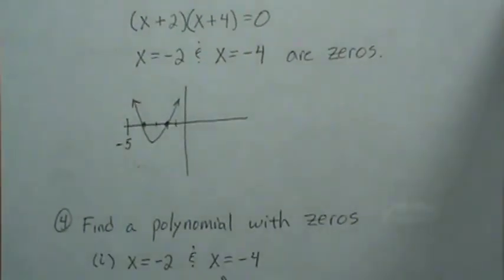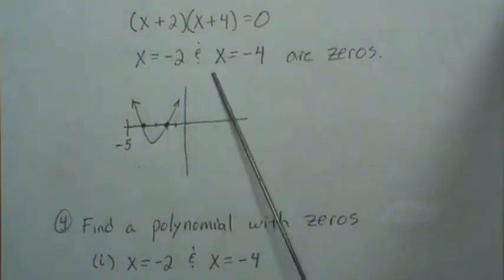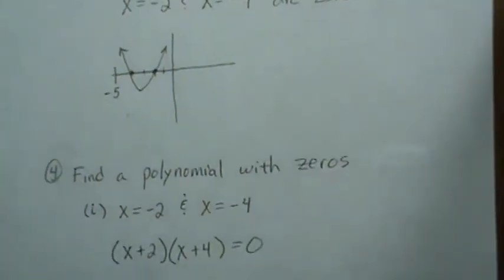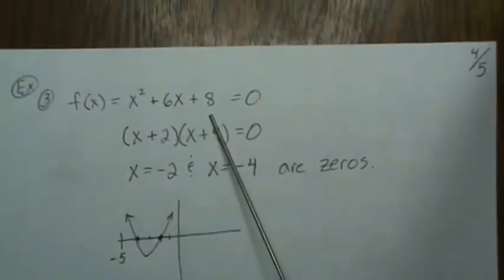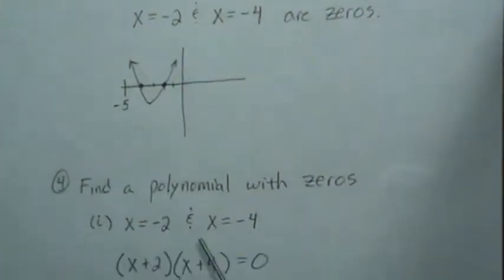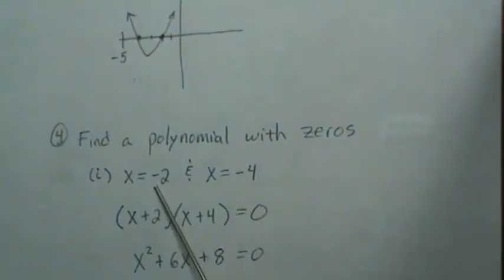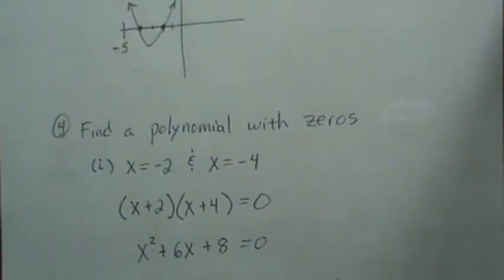Next example, let's find a polynomial with zeros at -2 and -4. Remember, the way you build that is this. You say x plus 2, x plus 4, then you FOIL that or multiply it and you get this. And this is exactly what we know because that's what we did here. But my point is that you can work backwards. If you know the zeros, you can create a polynomial.